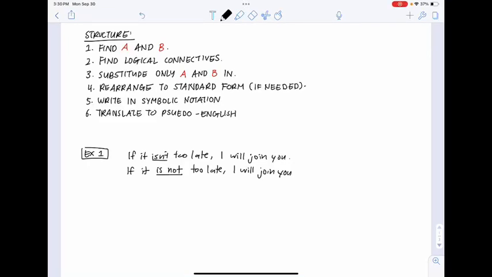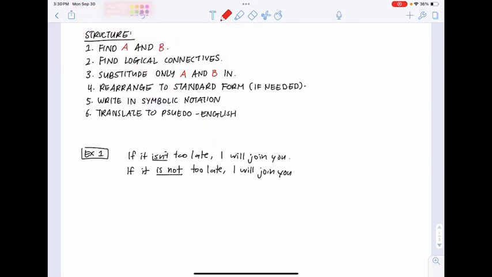I'll explain my structure as I go through the steps, but you could pause to read if you want. I'll get started right away though. For example, number 1, it says, if it isn't too late, I will join you. And you see the first thing I did even before any of the steps is I expanded isn't into is not. That's just so that it's easier for me when I try to find A and B.